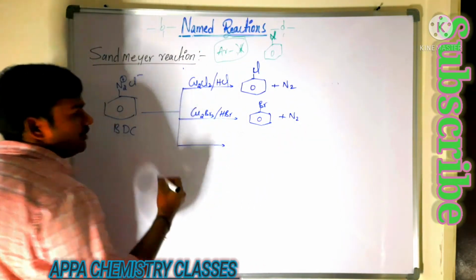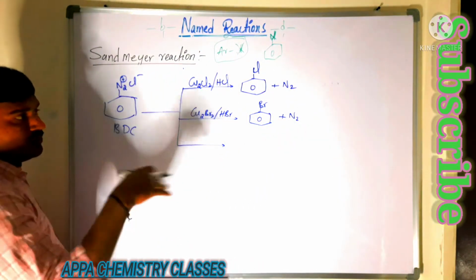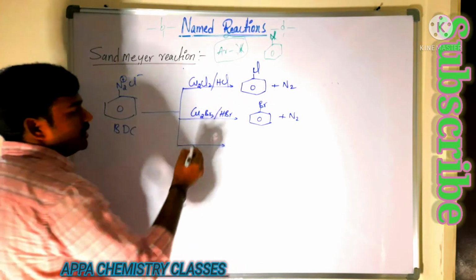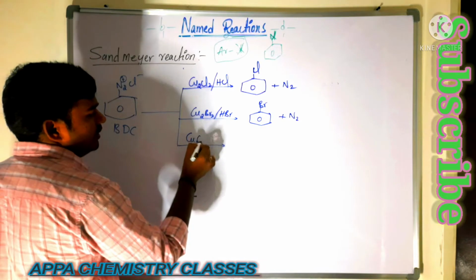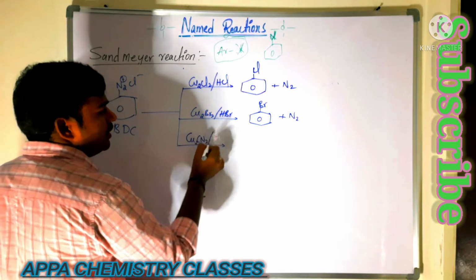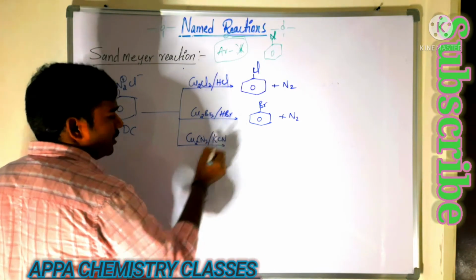Similarly, if you want to form cyanobenzene, then what you have to do? In the presence of cuprous cyanide, you have to take potassium cyanide, but not HCN.